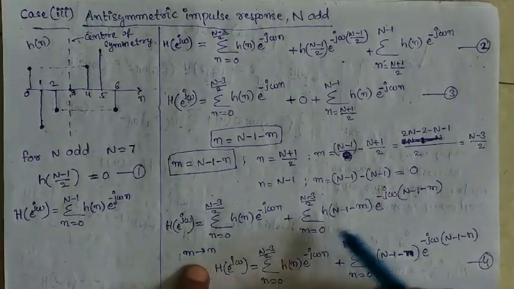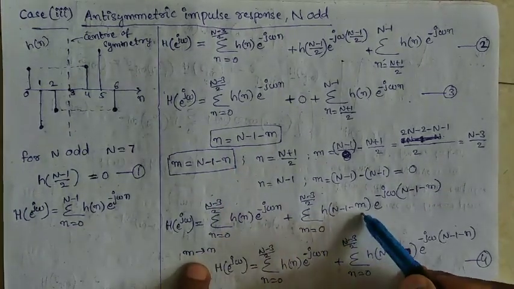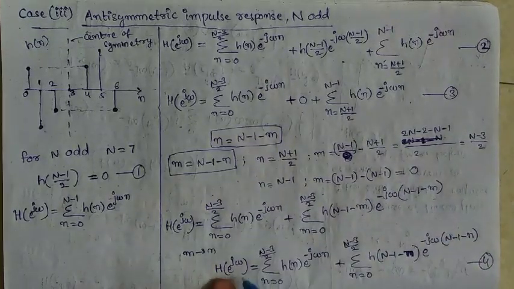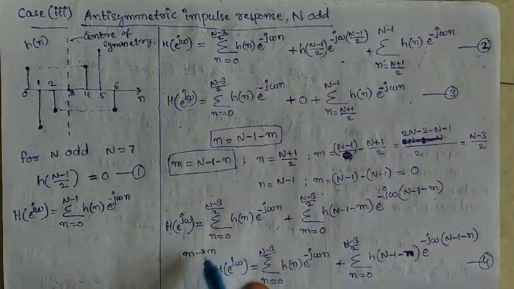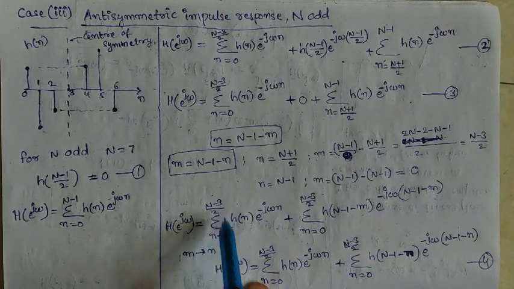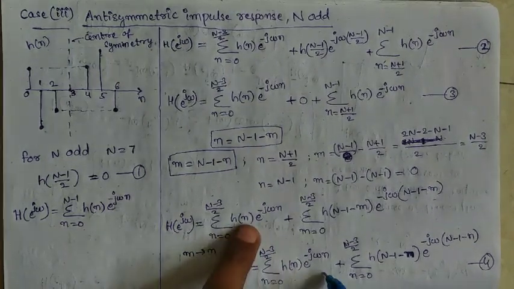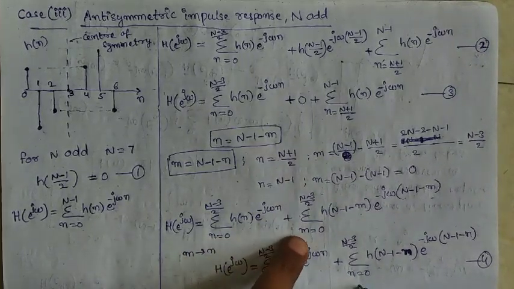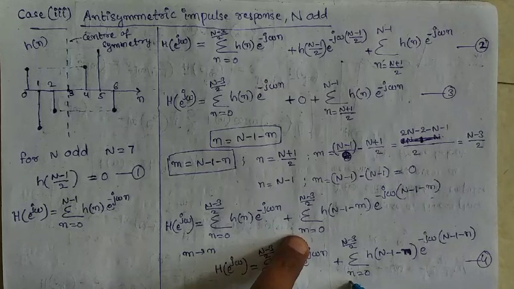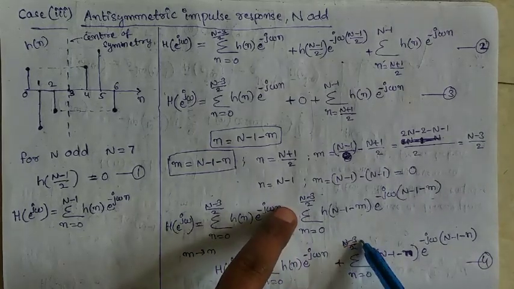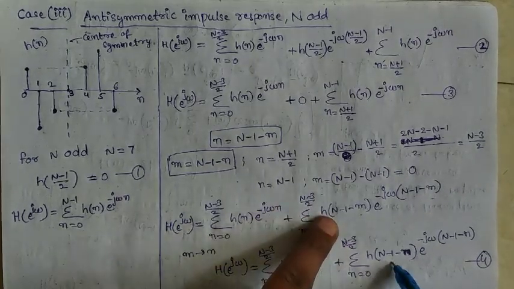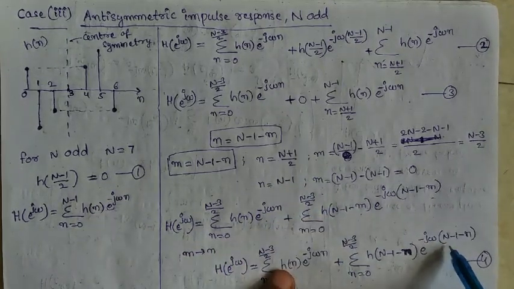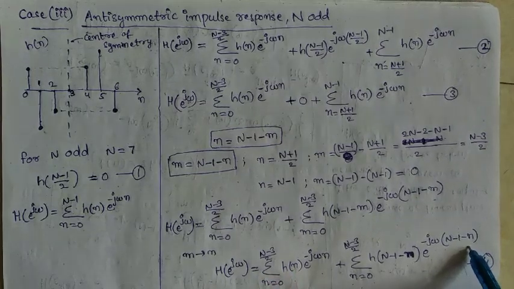Now I am replacing this m by n in the second summation. Here h of e power j omega is equal to summation n is equal to 0 to capital N minus 3 by 2 h of n e power minus j omega n, plus, replacing m by n, summation n is equal to 0 to capital N minus 3 by 2 h of capital N minus 1 minus n into e power minus j omega of capital N minus 1 minus n.